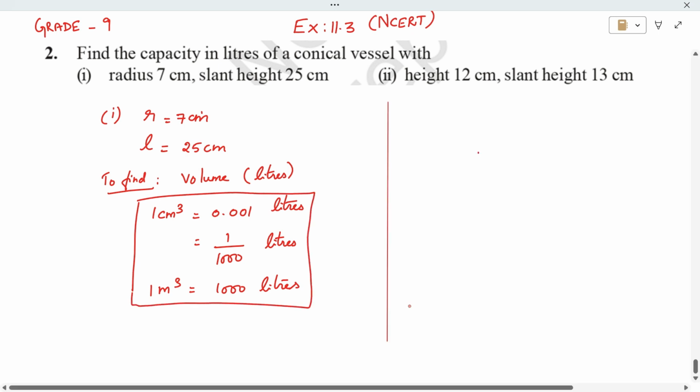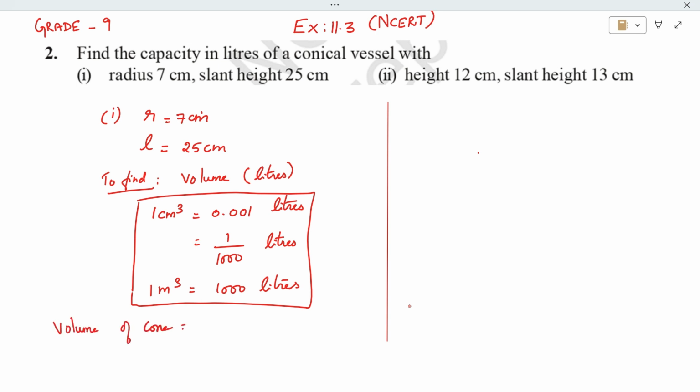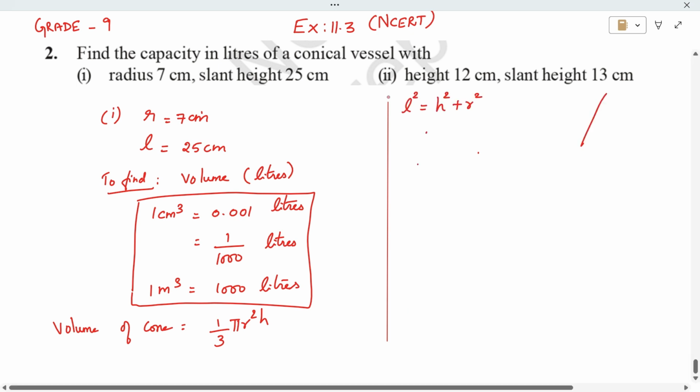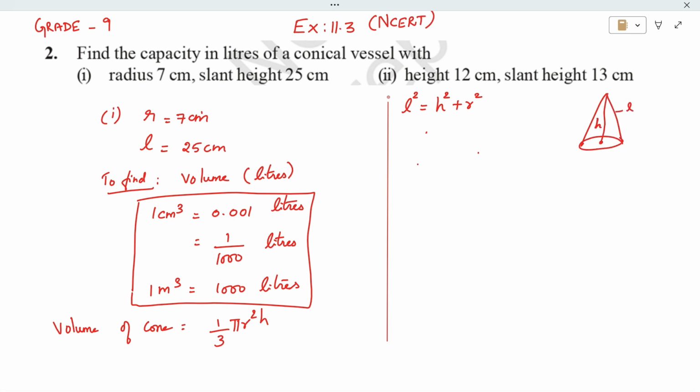So now, in order to find the volume of a cone, we know volume of cone is equal to 1 by 3 pi r square h. I know the value of r, but I don't know the value of h. But the slant height is given. So I have to find the value of height of the cone using the formula L square is equal to h square plus r square. Which means if we have a cone and this is called slant height and this is height and this is r. So you know as per Pythagoras theorem, L square is equal to h square plus r square.